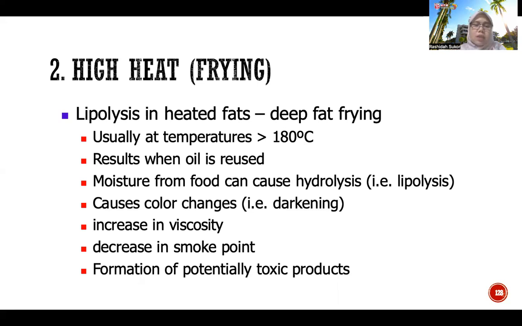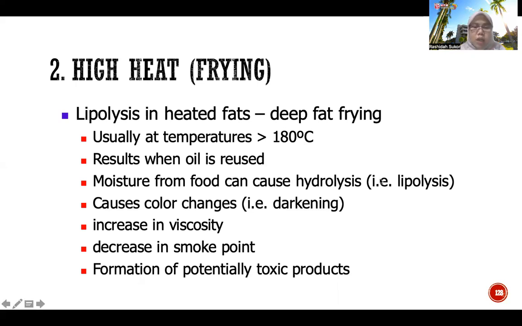Okay, so what happens? The oil will become darker, so color changes, and increase in viscosity. So viscosity will increase. Sebab tu kita tengok kalau yang use oil, it will become more thick than the new oil. Okay, and then decrease in smoke point.